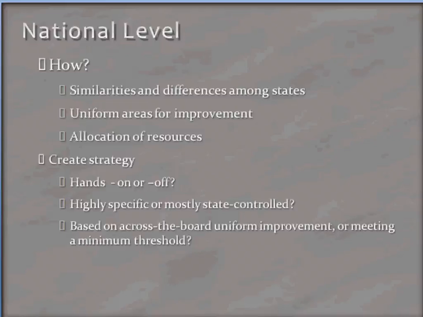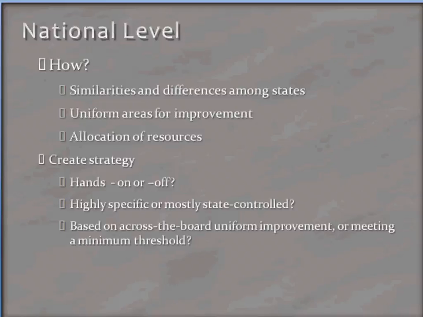At the national level, administrators can look at similarities and differences among states, both in how they're treated by the national government and how they perform on tests. The national administrators can also look at what areas are uniform in terms of the need for improvement, and which areas may have specific needs for improvement that differ from other states. Based on this information, the national administrative body can look at how to allocate resources among the states most effectively to improve education overall for students across the country.